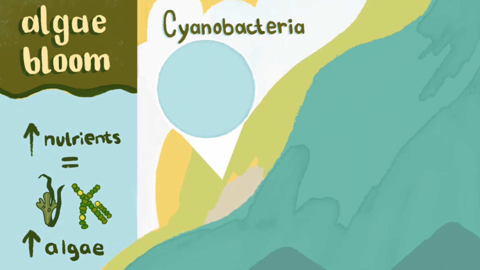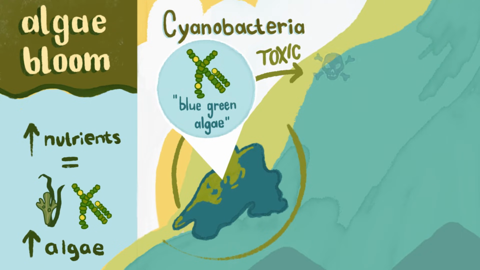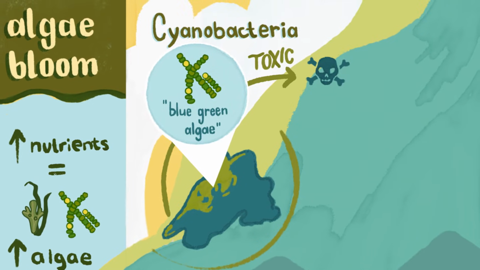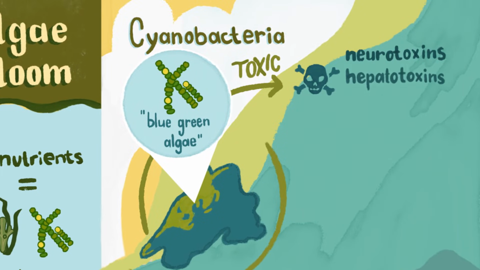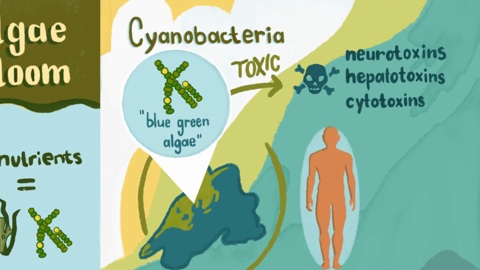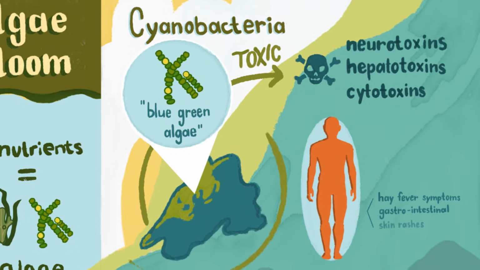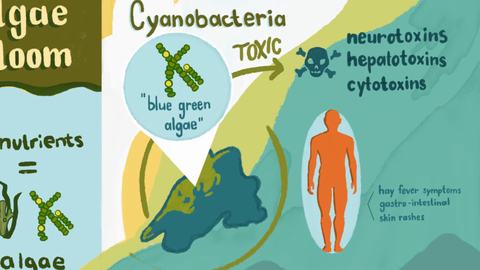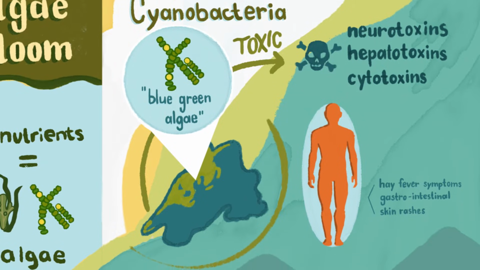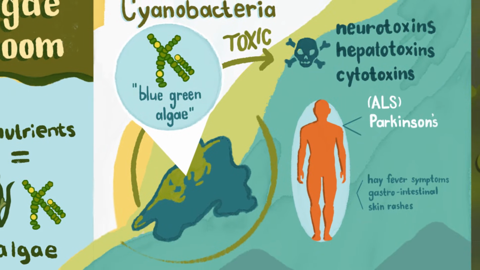Cyanobacteria, also known as blue-green algae, are a type of bacteria that are very common in freshwater and coastal regions and produce toxins that can be harmful to humans, pets, and other animals. Cyanotoxins include potent neurotoxins, hepatotoxins, and cytotoxins. For humans, exposure to cyanotoxins can result in gastrointestinal issues, hay fever symptoms, and skin rashes. Recent research suggests that high exposure to cyanotoxins can also be linked to neurodegenerative diseases such as ALS, Parkinson's, and Alzheimer's.